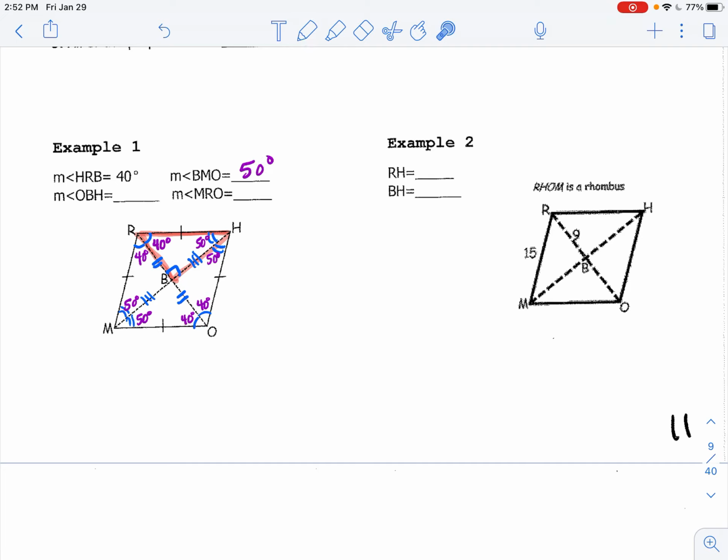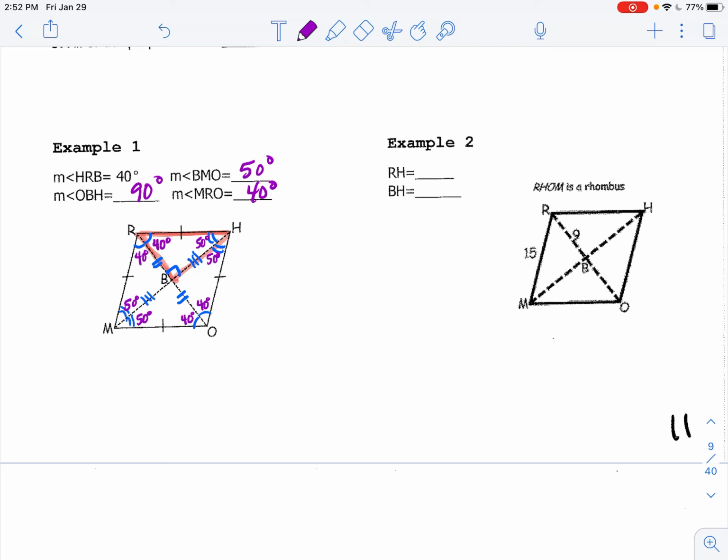Now, what is the measure of angle OBH? So O to B to H, that's a right angle, okay? We have a straight line, that's 90. We know that the diagonals are perpendicular, so that one's 90. And then the last one, MRO, so from M to R to O, that is this angle here at the top, and that's 40. All right, let's take a look at another rhombus.